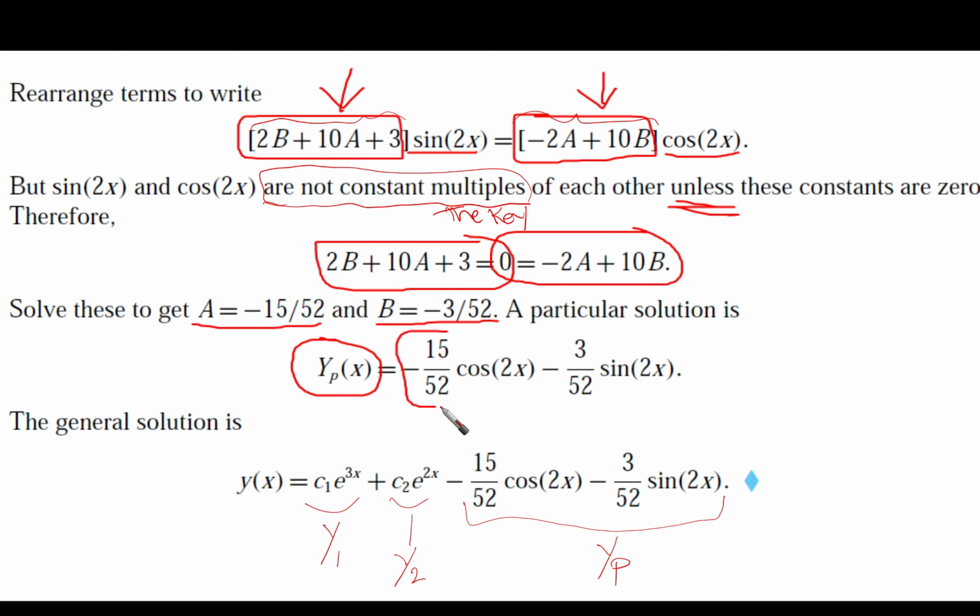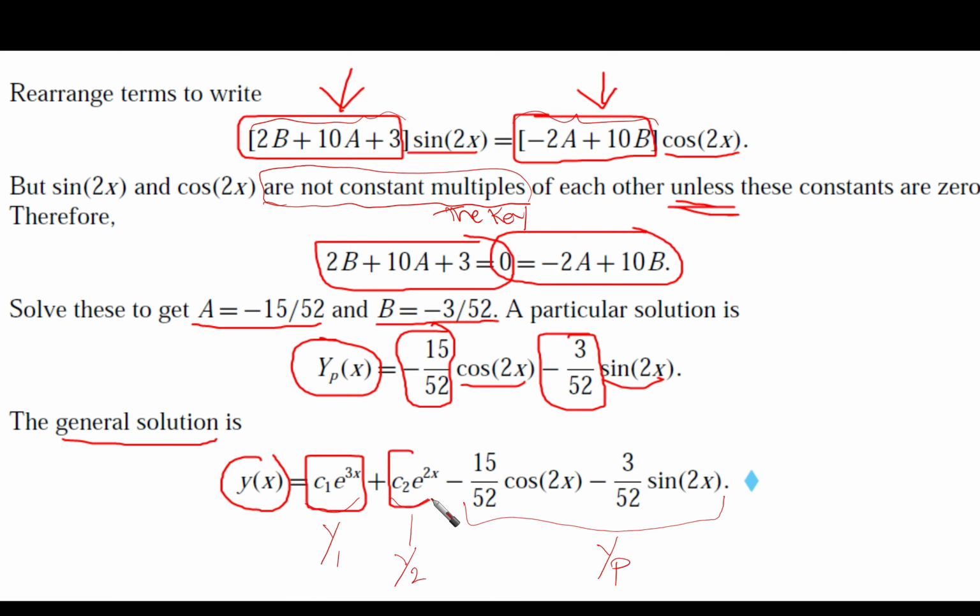And the particular solution, this is yp, is a times cosine 2x plus b times sine 2x. This is our particular solution. And the general solution is going to be y1, the first linearly independent solution of the associated homogeneous equation, and y2, the second linearly independent solution of the associated homogeneous equation. And then the last one is yp, which is obtained through the undetermined coefficients method for today.